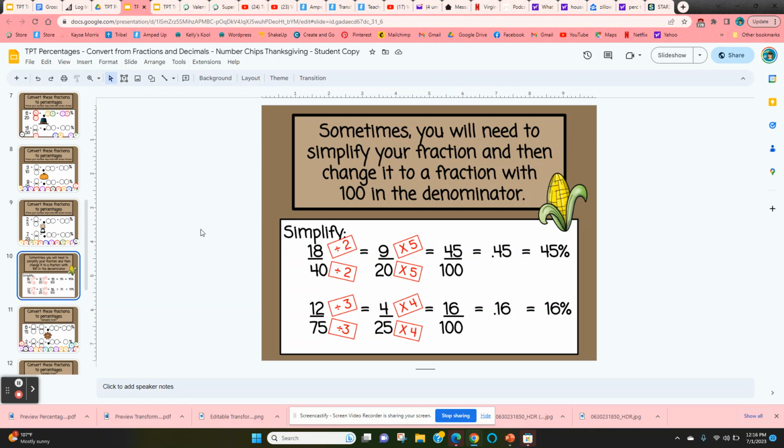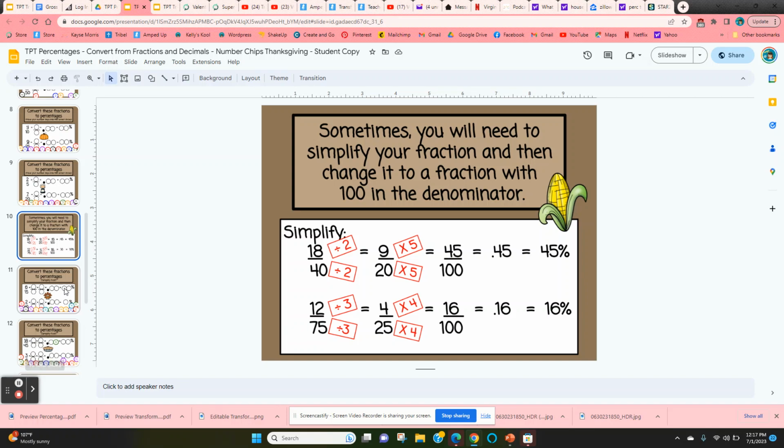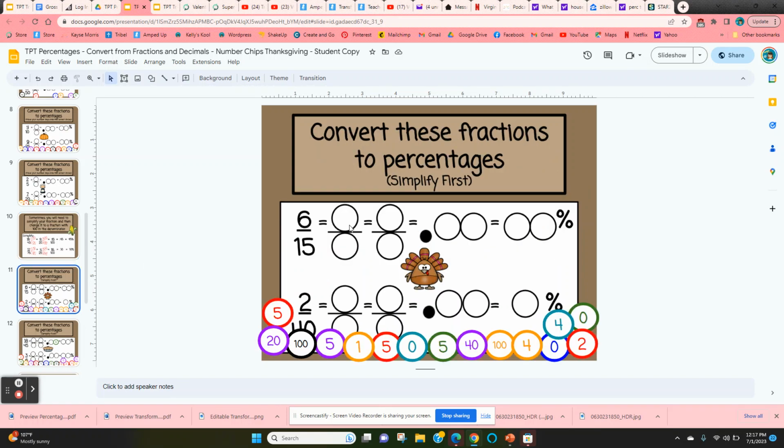Now, sometimes they can't change that denominator directly to 100. They might need to simplify first. So here's an example. They can't multiply anything times 40 to get 100. So if they simplify their fraction first, they may be able to do it. So here, if they divide numerator and denominator by 2, they get 9/20. Now they can change it to an equivalent fraction with 100 in the denominator by multiplying by 5. That gives them 45 hundredths, which is 45%. So the next few slides are going to be practicing simplifying first.